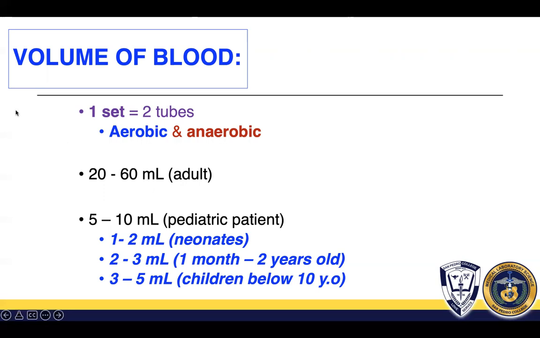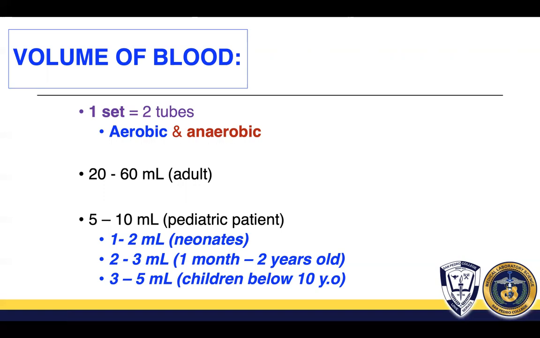Of course, the sets are collected from different sites of the body. Say one set is in one arm, the other set in the other arm, and then the last set is from a leg vein. So that would be best.